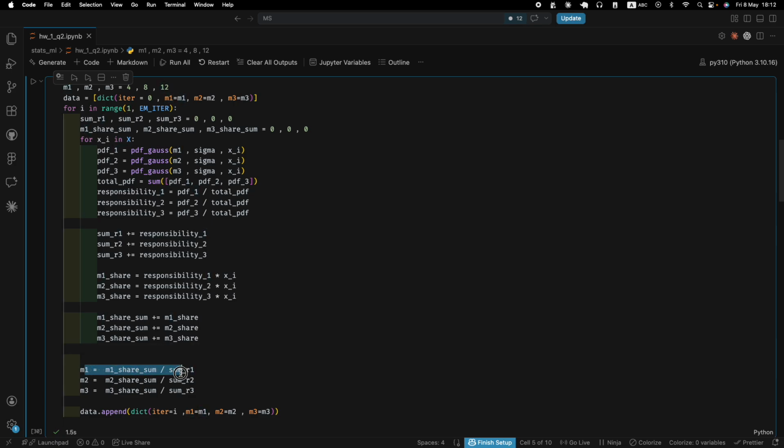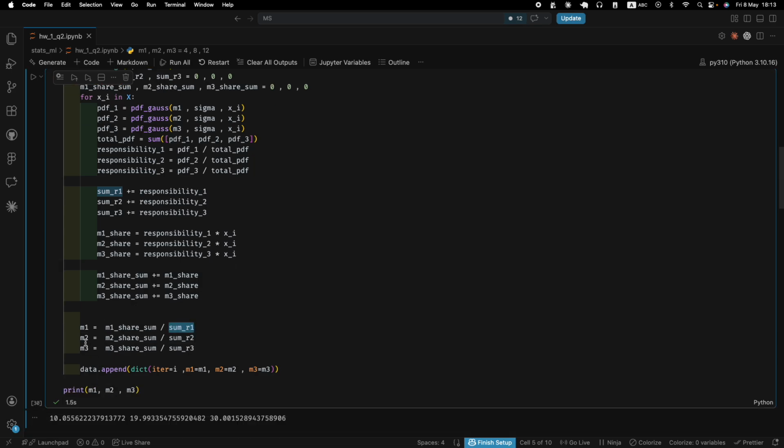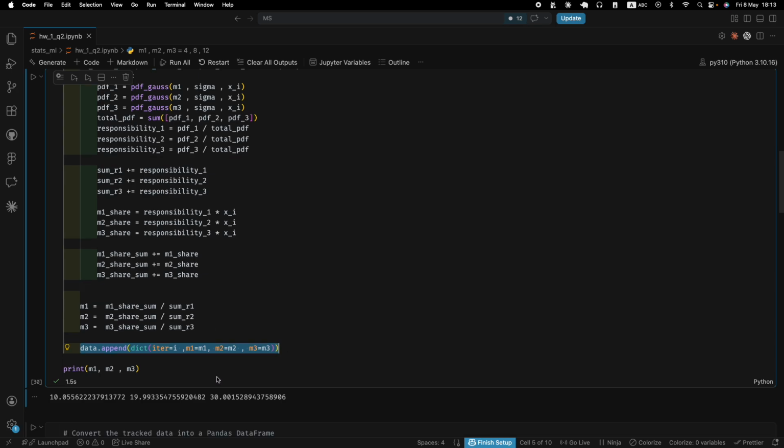And then to calculate the new M1, this is really easy. We just do the M1 share sum, so the total amount of responsibility times each one of the x's, divided by the total responsibility they have. Okay? And then I do the same for M2 and M3. And for each iteration, I appended the data, so we have a list of all the data.